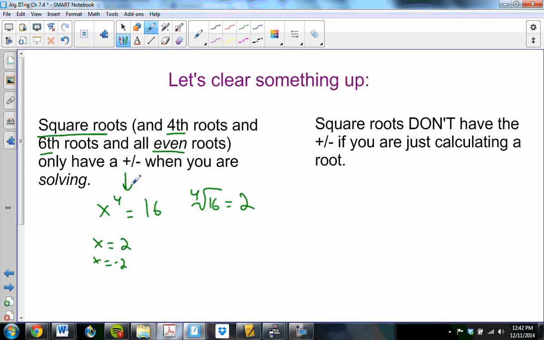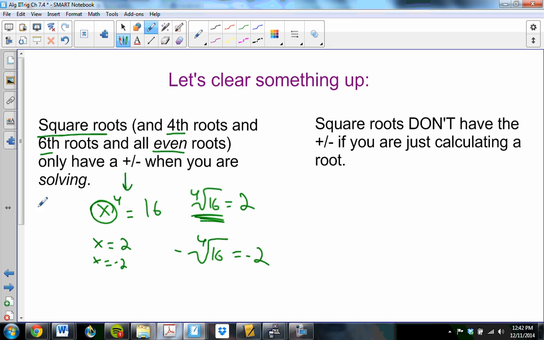Here, in this case, I was solving. I was answering the question, what numbers for x would solve this equation? But here, I'm basically just given a math problem where it's saying, what is the 4th root of 16? The 4th root of 16 is 2. If I wanted the negative 4th root, I would write it like this. The negative 4th root of 16 is negative 2. That's when you have to deal with the plus or minuses.